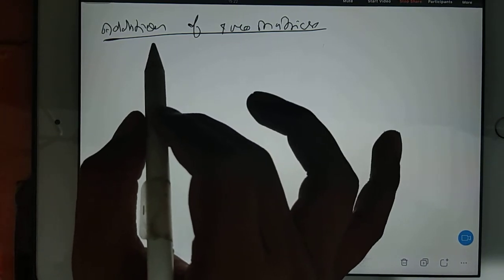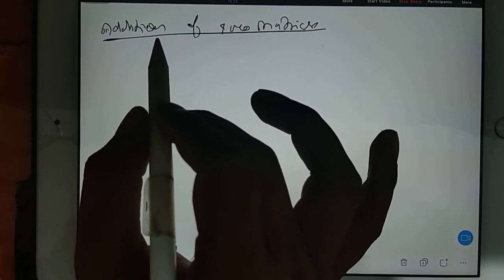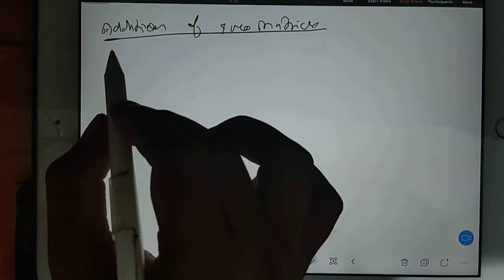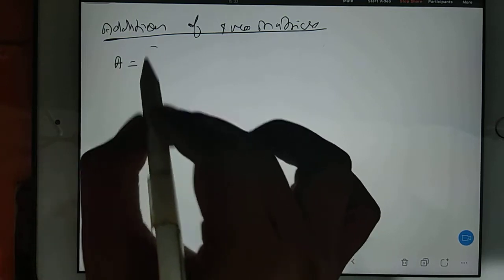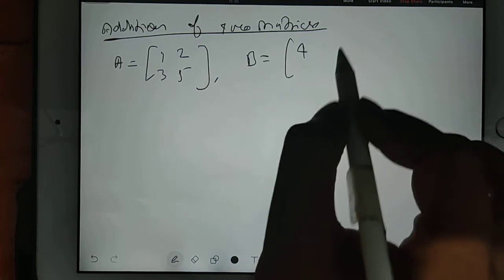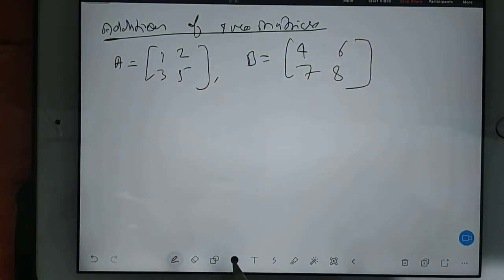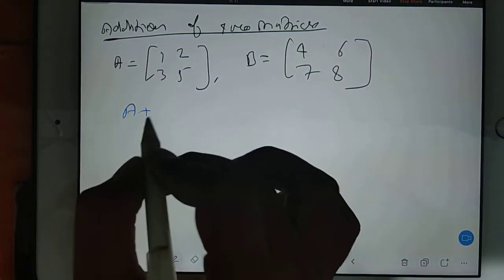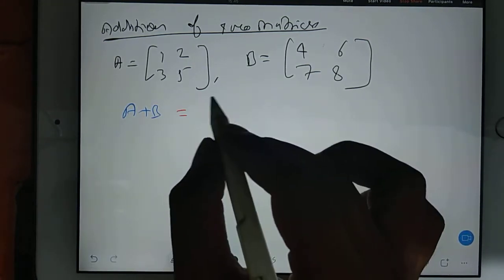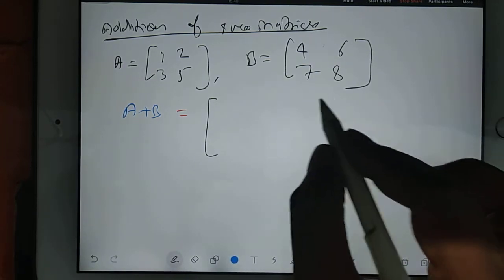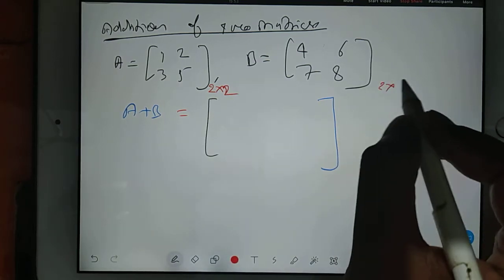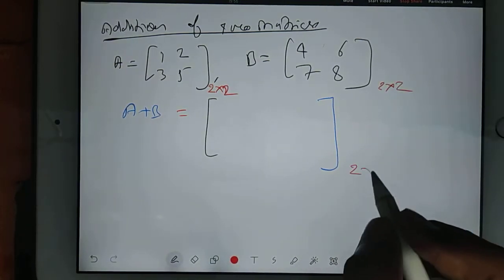Again, we'll take one example to understand this. So you have a condition: two matrices you can add if and only if they have the same size. So take the example. Suppose A is equal to 1, 2, 3, 5, and suppose B is equal to 4, 6, 7, 8. Now suppose we have to find A plus B. When you are finding A plus B, you have to draw a matrix of the same size. This you can see is a 2 cross 2 matrix. This also is a 2 cross 2 matrix. So your answer will come 2 cross 2.